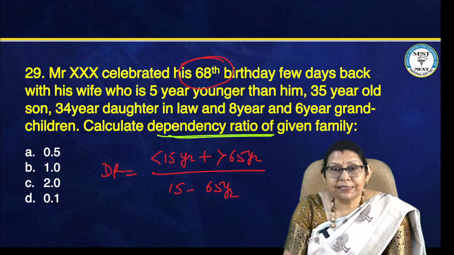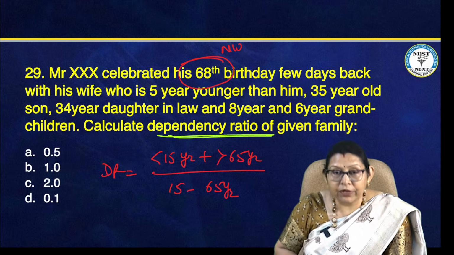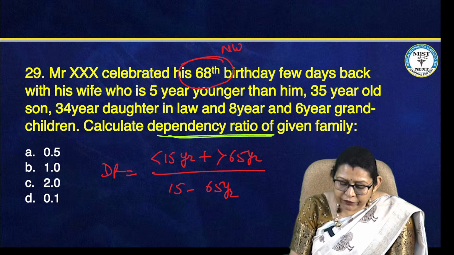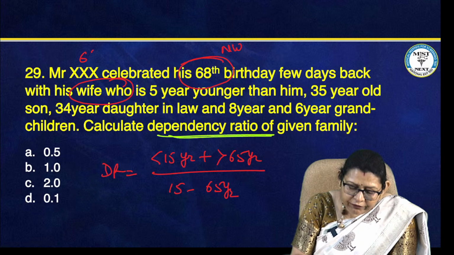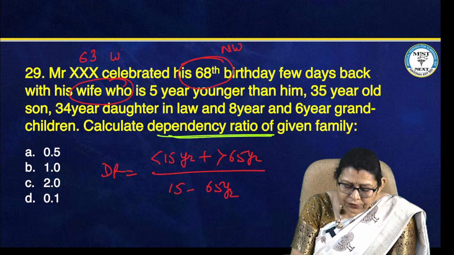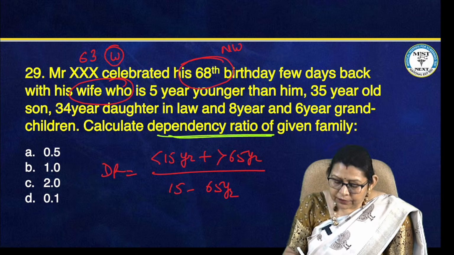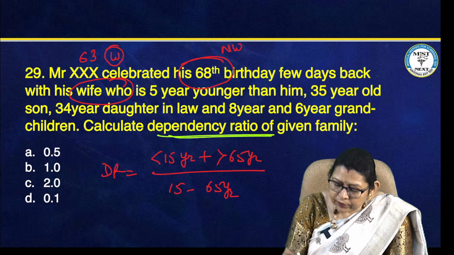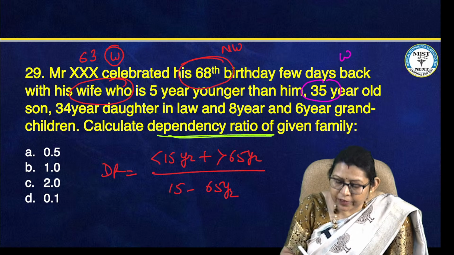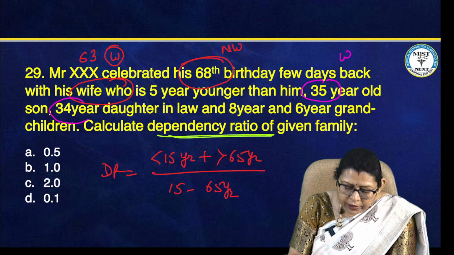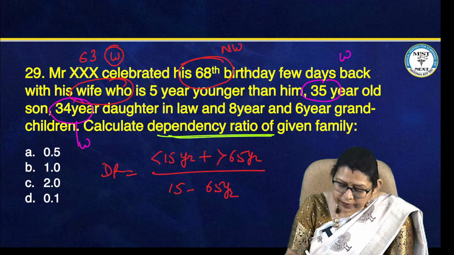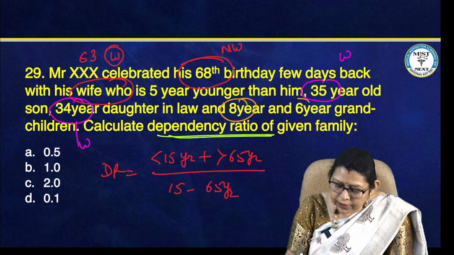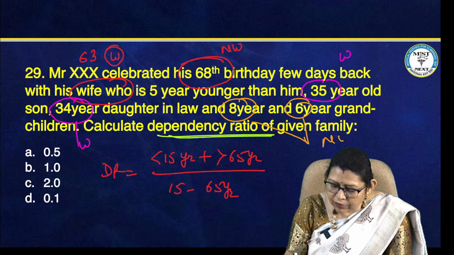Mr. X is 68. It is non-working. His wife, who is 5 years younger. So what is the age of the wife? The wife is 63 years. So she is working. 35-year-old son working. 34-year daughter-in-law working. And the grandchildren, 8-year and 6-year, non-working.